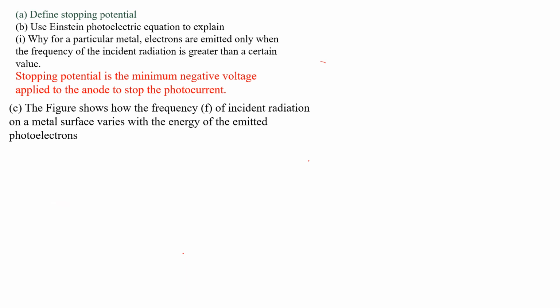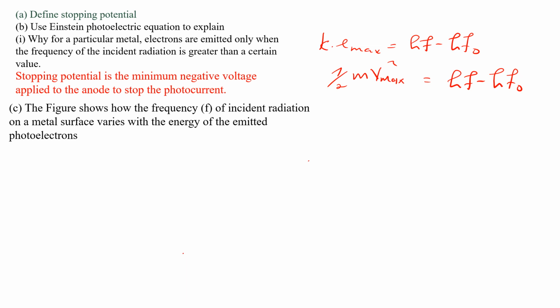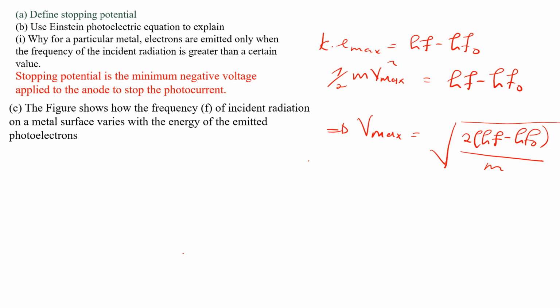Now, as we have just seen, the maximum kinetic energy, KE max, is equal to hf minus hf0. But the maximum kinetic energy will be equal to a half m v max squared, which is equal to hf minus hf0. So if you make v max the subject, v max will be equal to the square root of 2 times (hf minus hf0), all of this divided by the mass. Now we see that the maximum speed is only dependent on the frequency and not on the intensity.